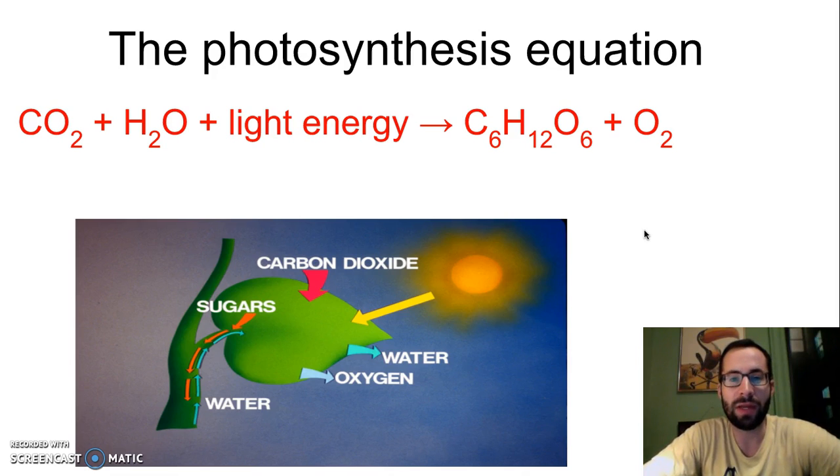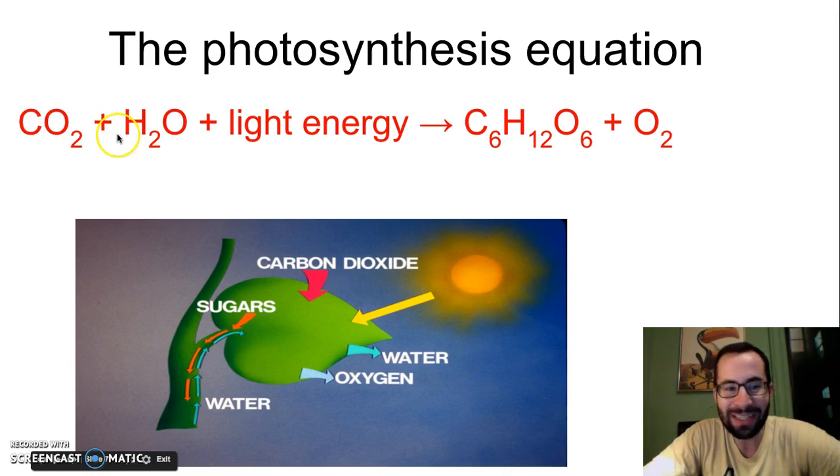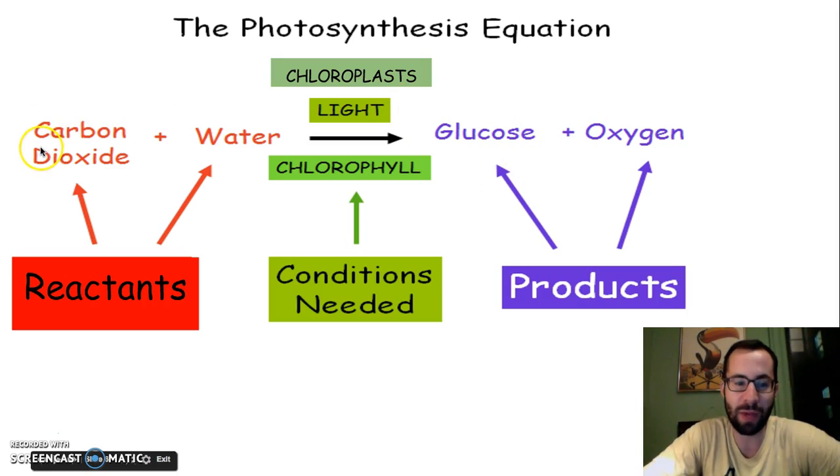Here's another way of looking at the photosynthetic equation. Carbon dioxide plus water in the presence of light create glucose and oxygen. You may need to know what these different chemical equations are. So you may be able to see it this way.